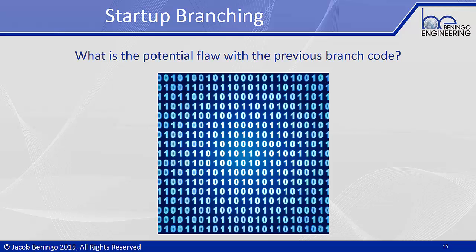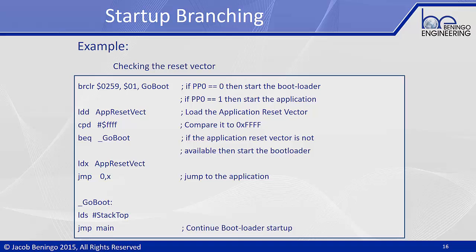This is going to move our system into an unknown and undefined state. So who knows what's going to happen when the system actually boots up. So there's something that we want to do with this assembly language code to make sure that we're operating in a more secure and safe way. So what we're going to do here is perform a simple check on the application reset vector before we blindly jump to run the application.